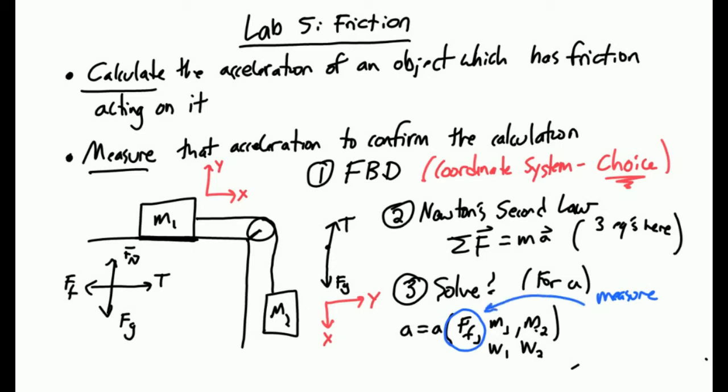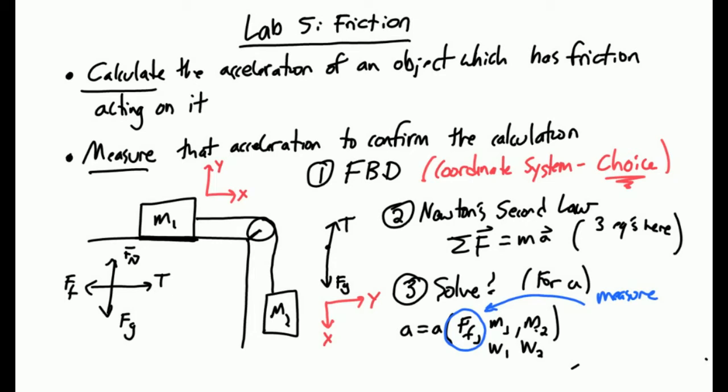And then once you have measured the force of friction, measured the weight of the two objects, then you can calculate what A is. Then you can perform the experiment and check to make sure that the acceleration is what you expect it to be.